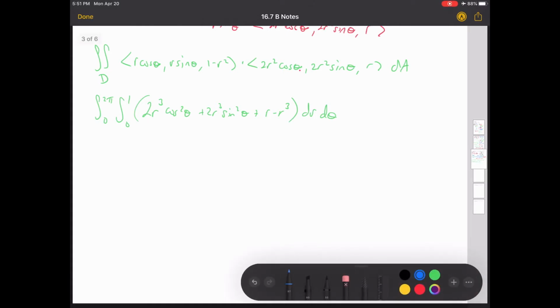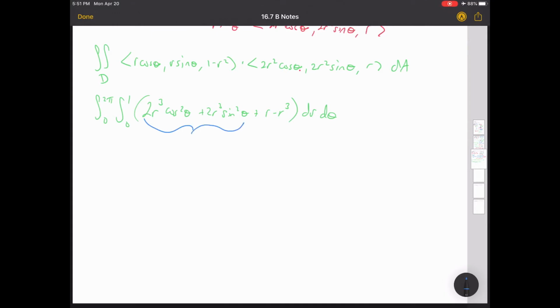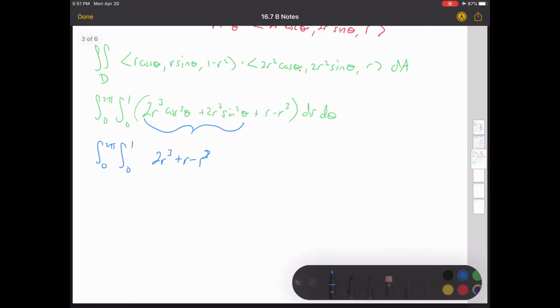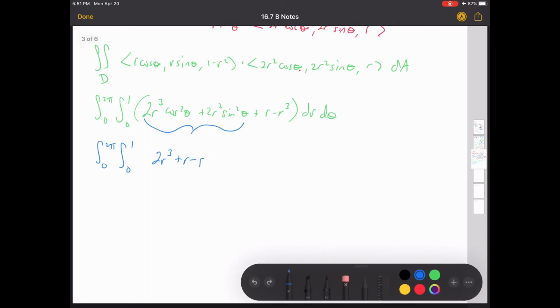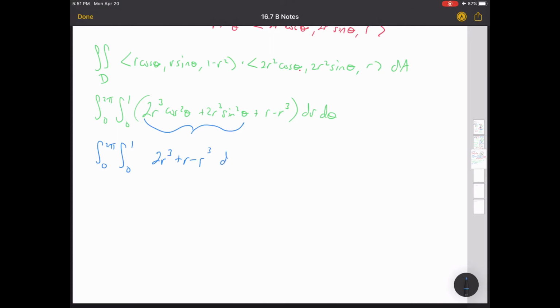So this right here is good because if I factor out the 2r cubed, I'm going to get a cosine squared plus sine squared, which is 1. This is going to be very common in all these problems. So that's going to leave us with an integral from 0 to 2 pi, integral from 0 to 1. The part in blue there just simplifies to 2r cubed plus r minus r cubed, that is supposed to be a cube, minus r cubed dr d theta.